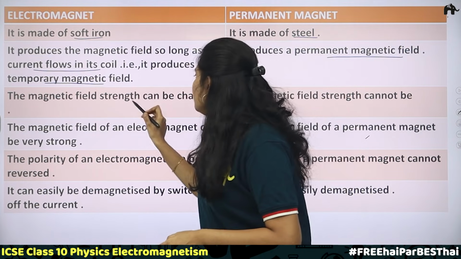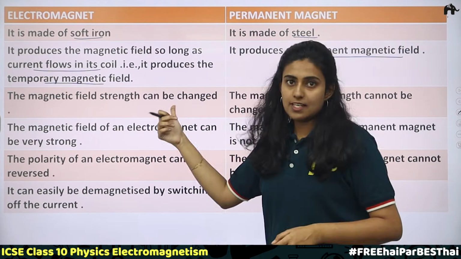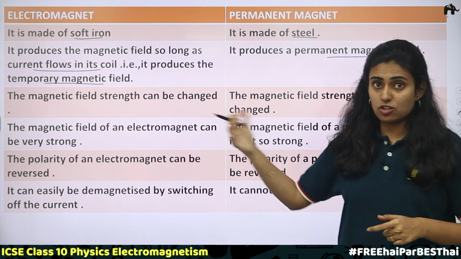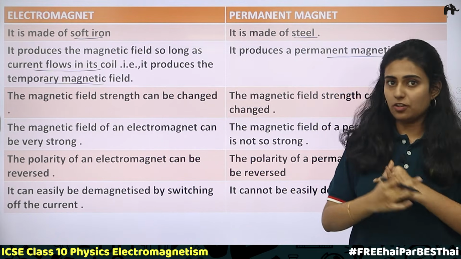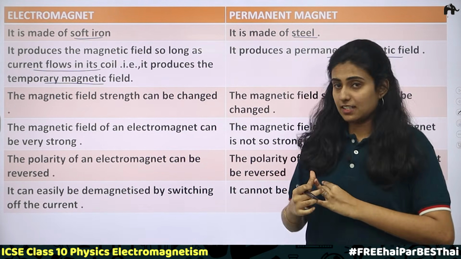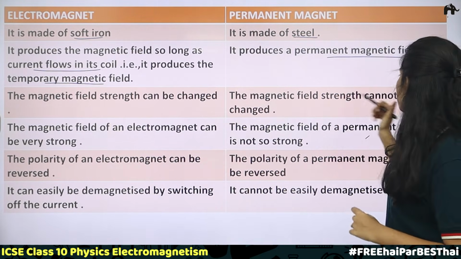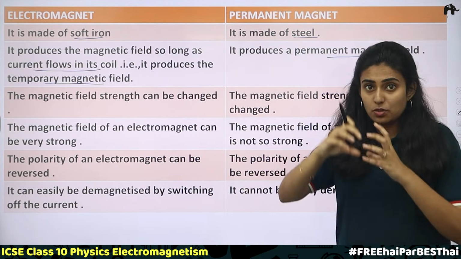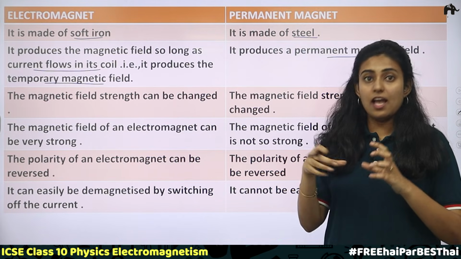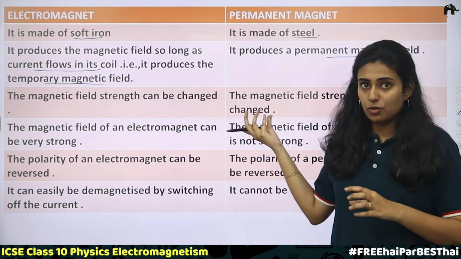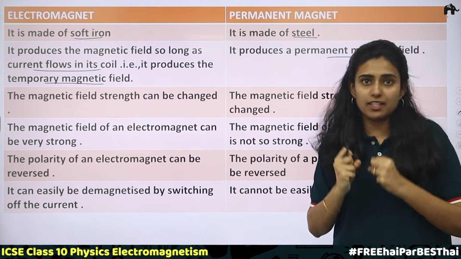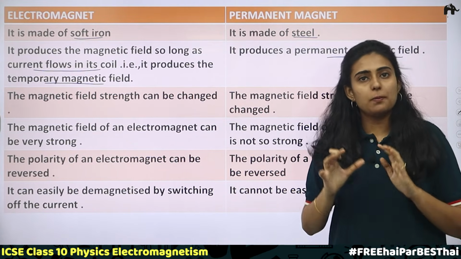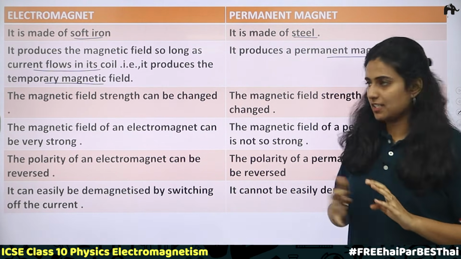Third point, the magnetic field strength can be changed. How can you change? In case of an electromagnet, the number of turns in the solenoid can be increased and the current strength can be increased. Here, the magnetic field strength cannot be changed. Why? Because this is a permanent magnet. Once you remove it from the coil, we know that current is not flowing anymore and it has gained the magnetic properties. And these magnetic properties will remain the same. You cannot change the magnetic field.